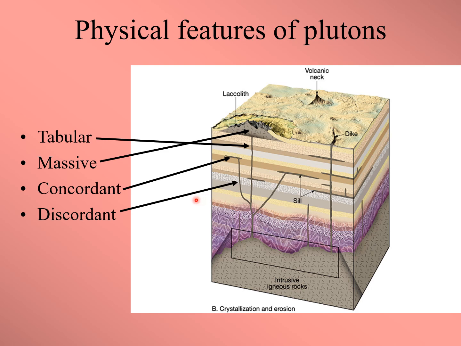And we also use the word concordant, which again, a sill is concordant in that it's parallel to the sedimentary layer. And then a dike, which is running perpendicular to the sedimentary layer, so it's moving up through it like this. It's at a 90-degree angle from the sedimentary layer. We call that discordant.